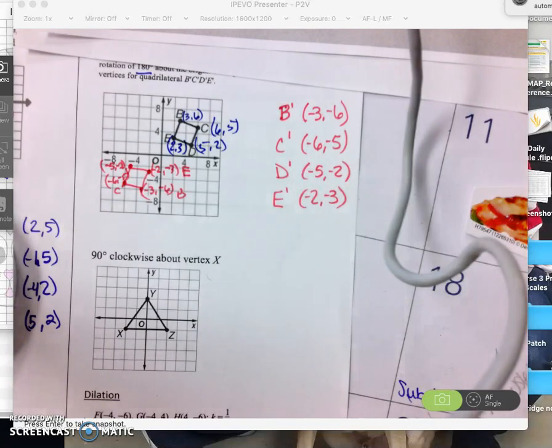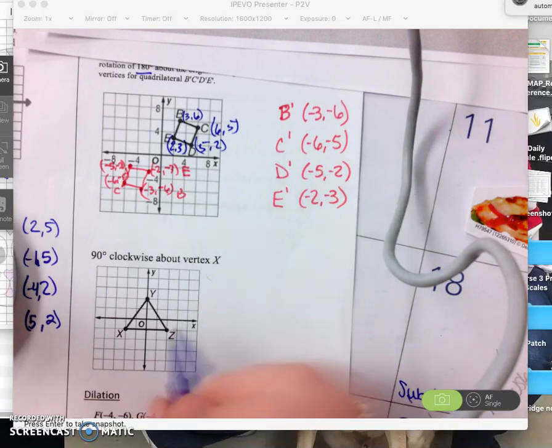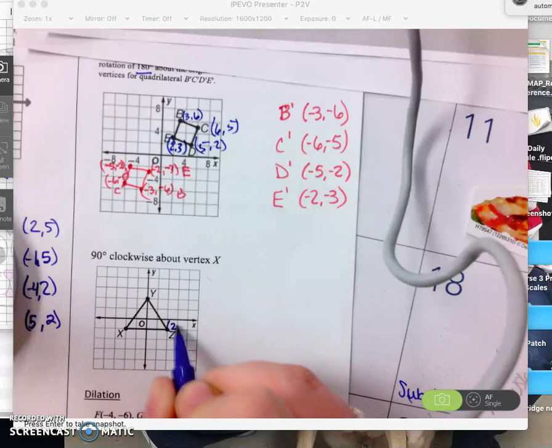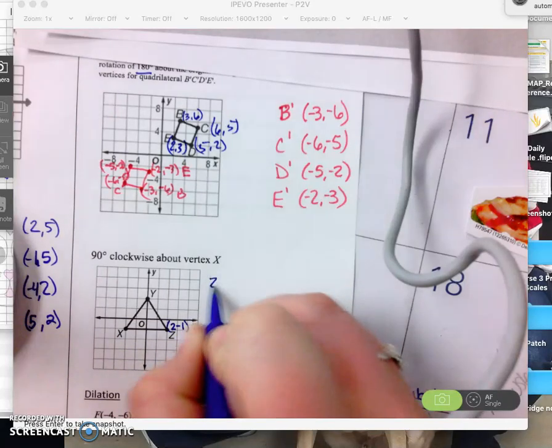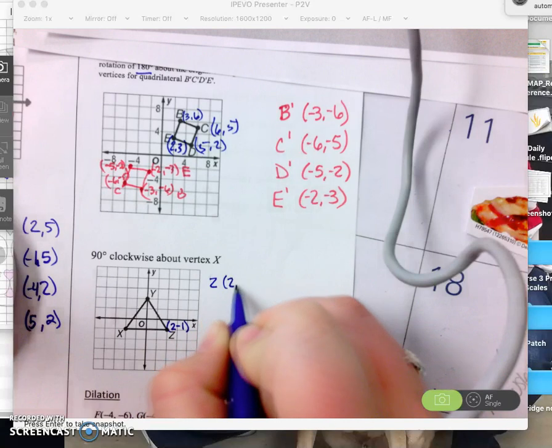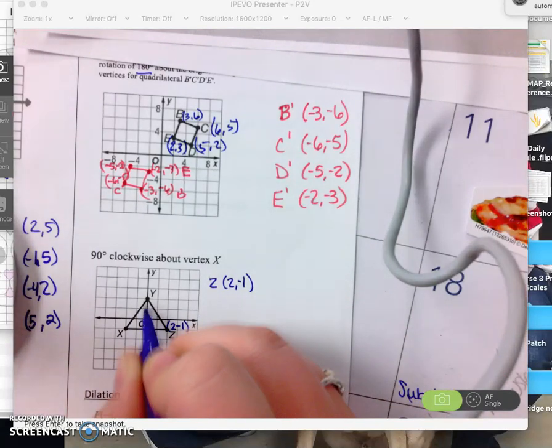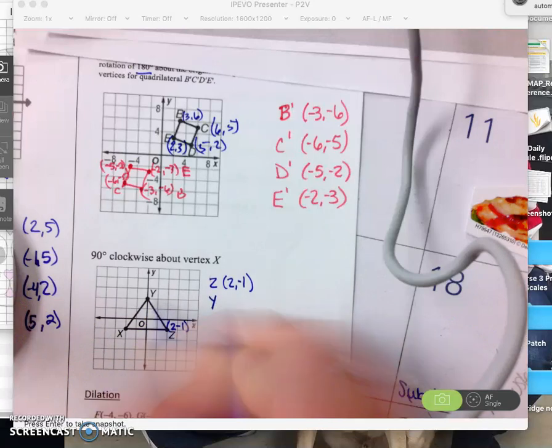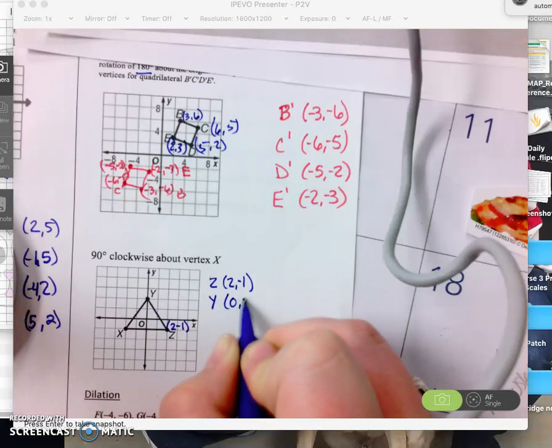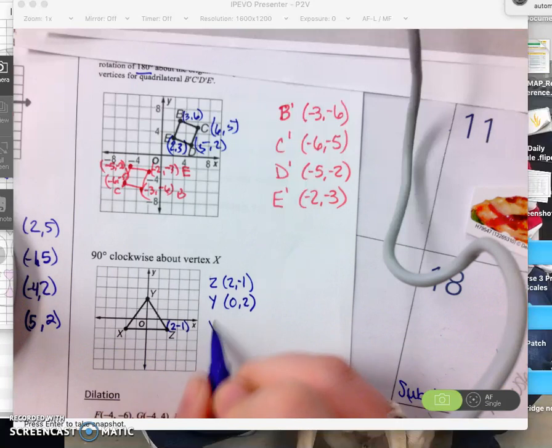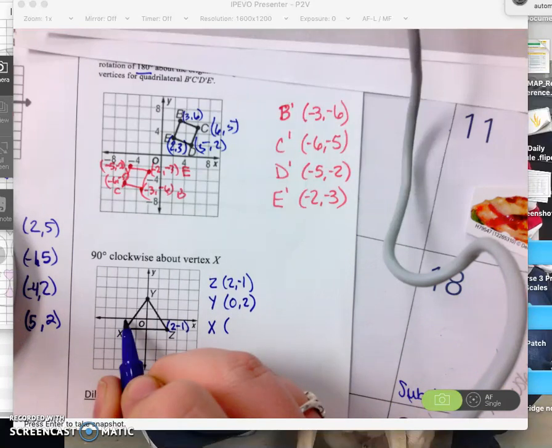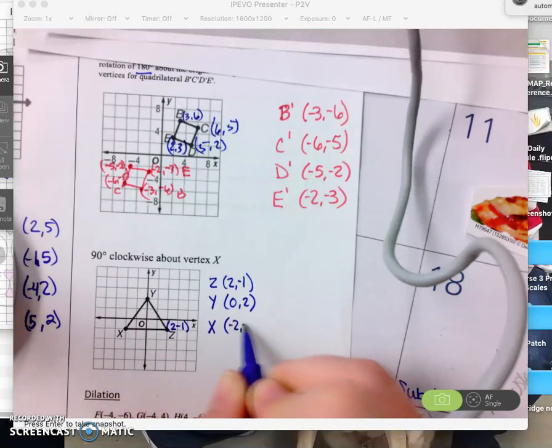Okay, 90 degrees clockwise about the vertices. So first, let's plot those points. 1, 2, and down 1, so 2, -1. So Z is 2, -1. Y is 0, 1, 2. So Y is 0, 2. And then X is -2, -1.